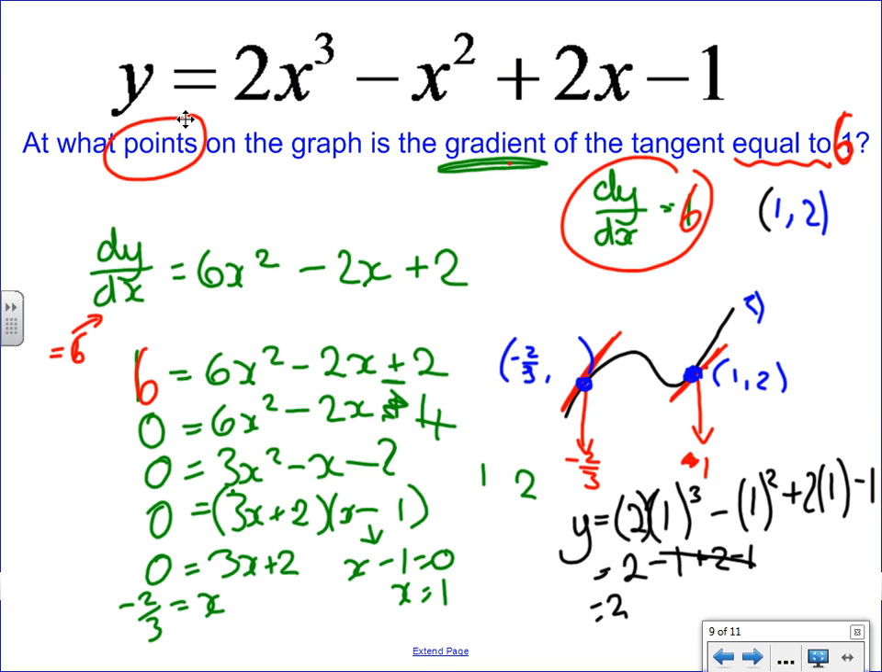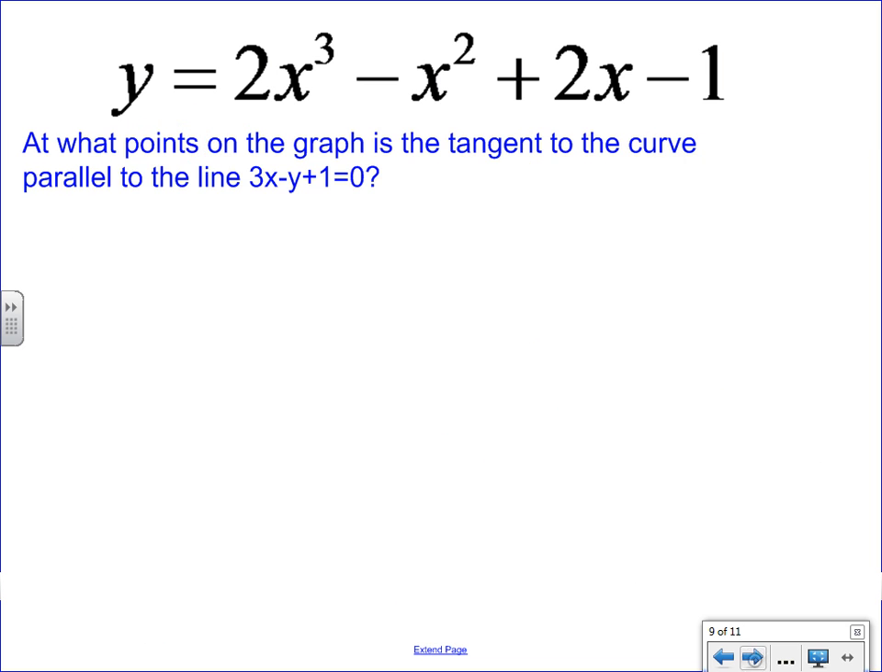So the big thing was the word gradient, which means that we knew we had to differentiate and get the gradient function, and then realising that because we know what the gradient is, it's 6, it was 1, but it's 6 now, we could substitute that in here. That's the step where most students don't take that step. They realise they need the gradient, but they don't understand that they can swap dy by dx for 6 when they know what that gradient is. And then you have to solve the equation.